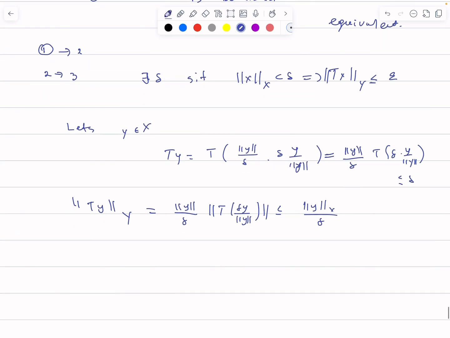So we take the constant 1 over delta, so we get that the norm of Ty in the space Y is less than or equal to C times the norm of y in X, for all small y's. So we got it bounded.